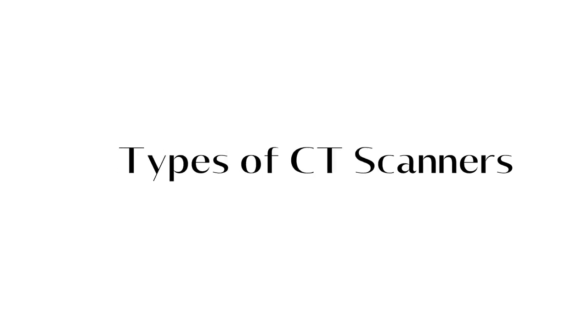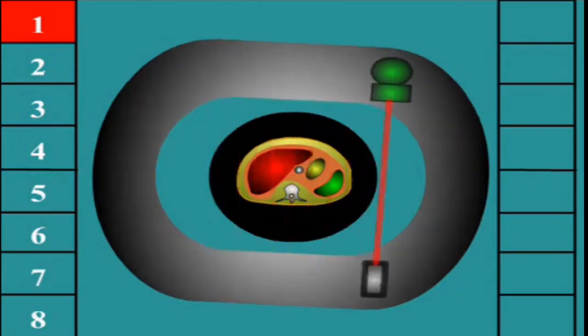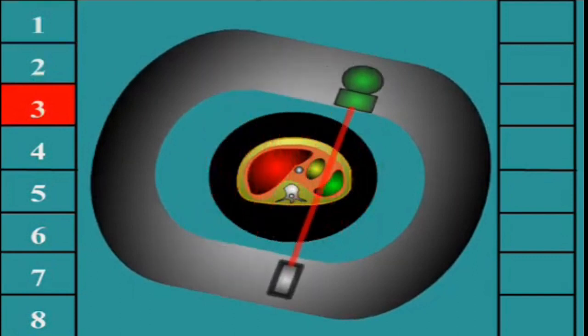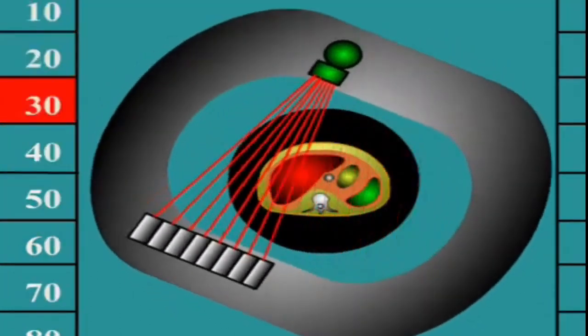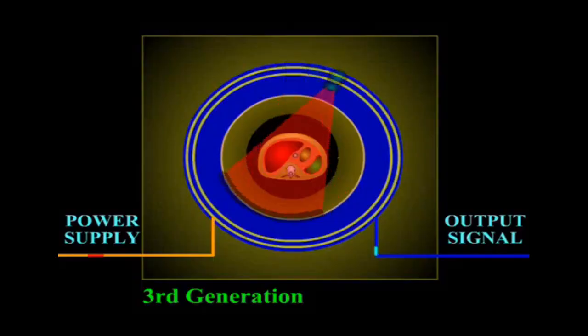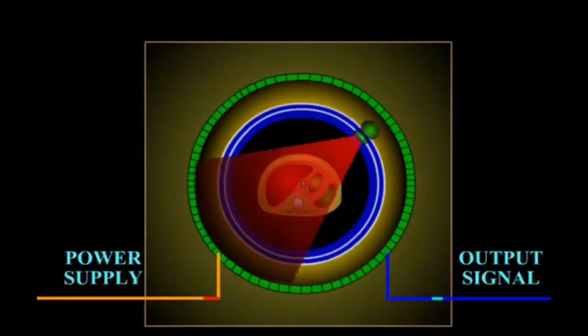Types of CT scanners. First, we will look into multi-slice CT machines. There are several different types of CT machines depending on the amount of slices. Multi-slice scanners come in 4, 6, 8, 16, 32, 40, and 64 slice configurations. Additional slices enhance diagnostic capabilities and broaden the range of applications, especially if the facility will be performing cardiac studies.